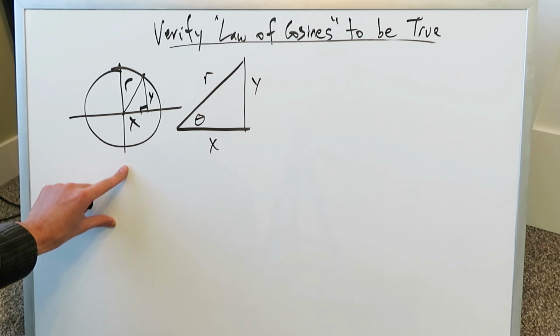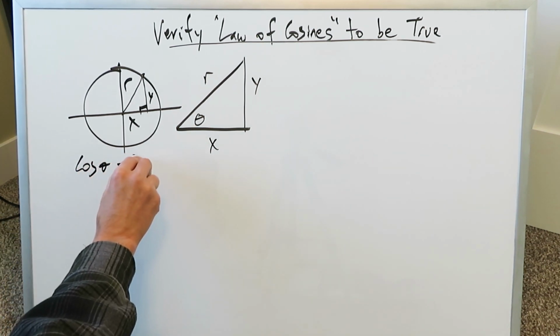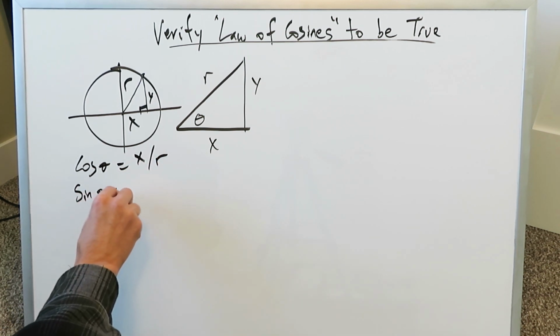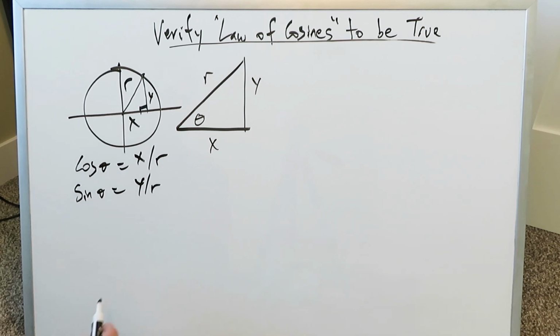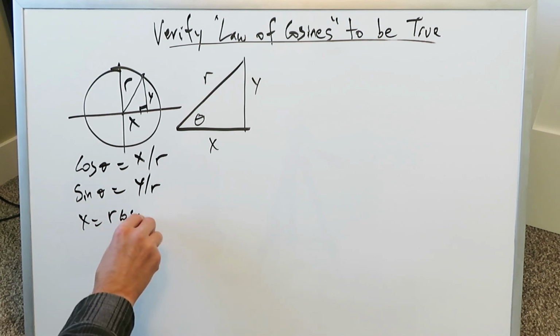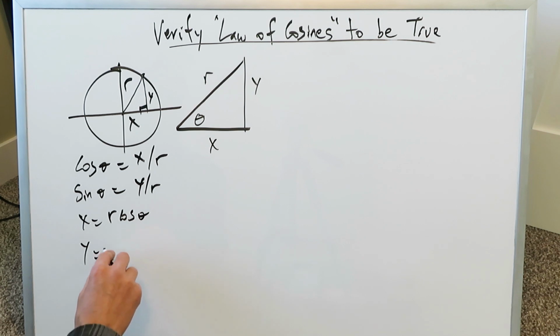Determine the dimensions of X and Y using trigonometry. Cosine theta is equal to adjacent over hypotenuse. Sine theta is equal to opposite over hypotenuse. Solve each of these in terms of X and Y. X is equal to, look at this top equation, R cosine theta. Y is equal to, look at the second equation and solve for it, R sine theta.